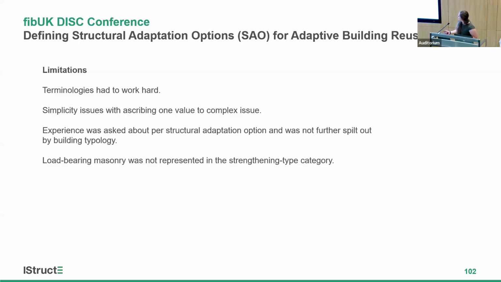The other one I wanted to just highlight is the load-bearing masonry wasn't really represented much in the strengthening type category. It's believed, so participants had the option to put forward further suggestions for adaptations that they thought were pertinent or had seen a lot. But actually maintenance and repair work was out of scope for this project, and it's felt that for masonry buildings, strengthening is often seen as coming under one of those two categories, and that might be why we didn't get any of those coming through.